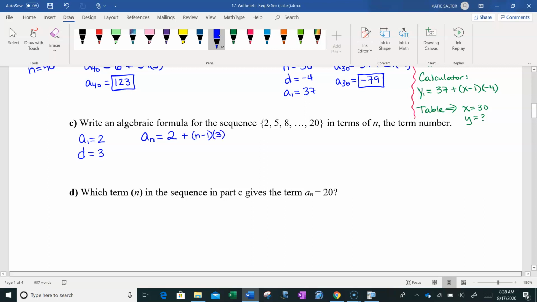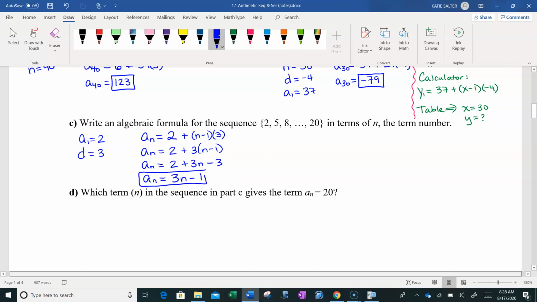Now, I do not want you to leave this like this. I want you to clean it up. So something that might be good when you're writing a formula is to put that 3 in front of the n minus 1, because when we distribute, it's a lot easier to distribute from the front than the back. And then we're going to distribute right here, so that gives us a sub n is equal to 2 plus 3n, and then 3 times negative 1 is negative 3. And then when we combine like terms, we get that a sub n is equal to 3n minus 1.